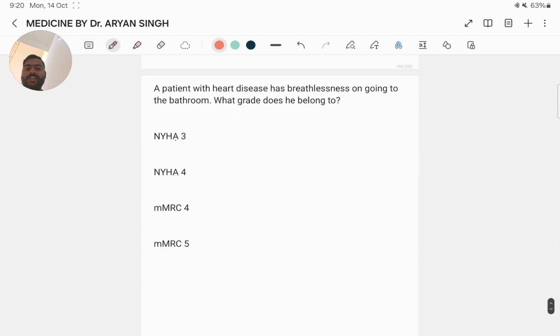Next question: a patient with heart disease has breathlessness on going to the bathroom. What grade does he belong to? According to the NYHA functional classification, which assesses the impact of heart disease on a patient's daily activities, NYHA 3 is the answer. It indicates moderate symptoms. NYHA 3 patients experience marked limitation of physical activity, become symptomatic with less than ordinary activities such as going to the bathroom, and have no symptoms at rest.